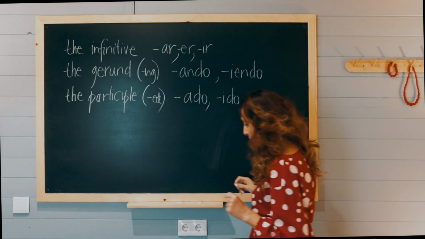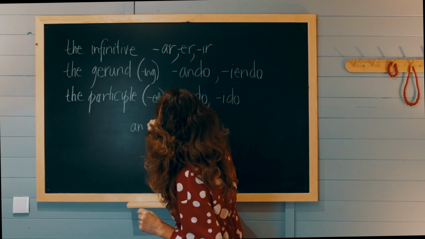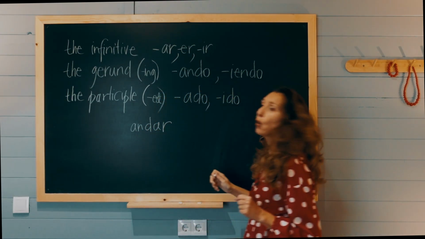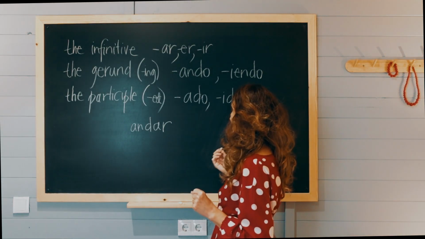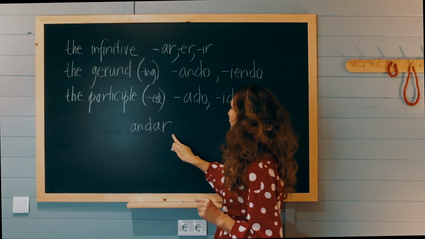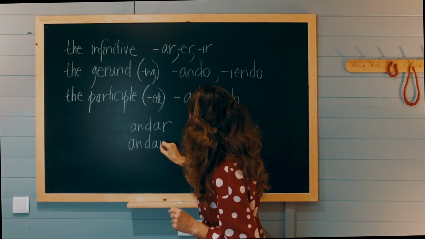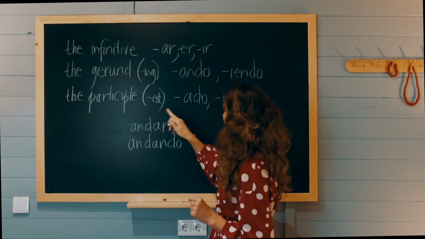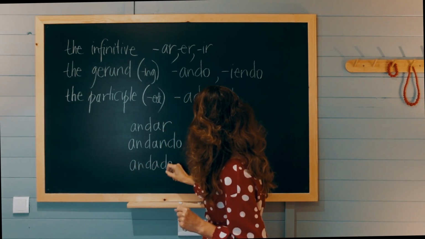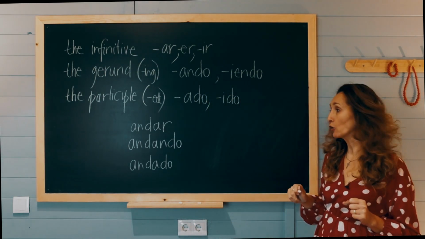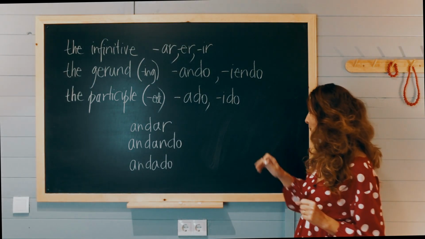So for example, andar is to walk, okay, to go somewhere on foot, to walk. Andar is the infinitive. The gerund is andando, and then the participle andado. Okay, that's the first conjugation, an example of a verb from the first conjugation.